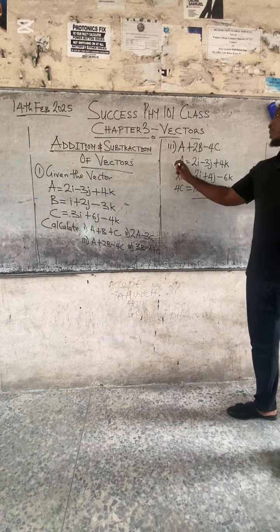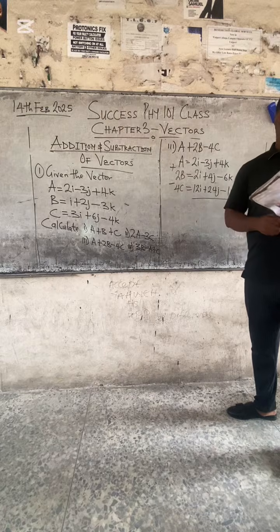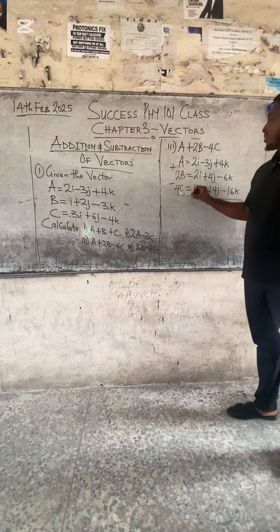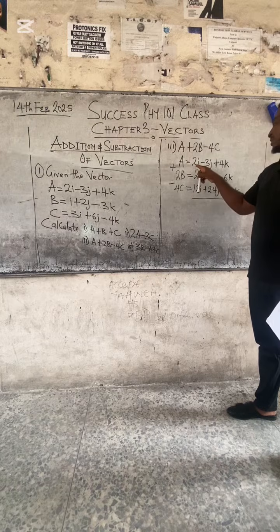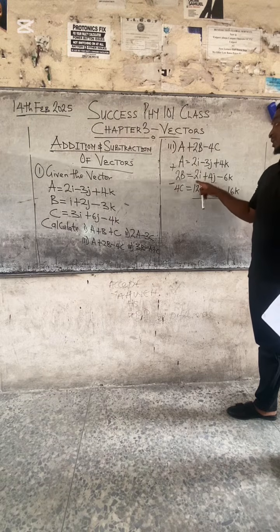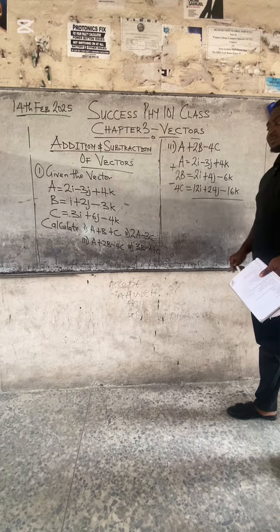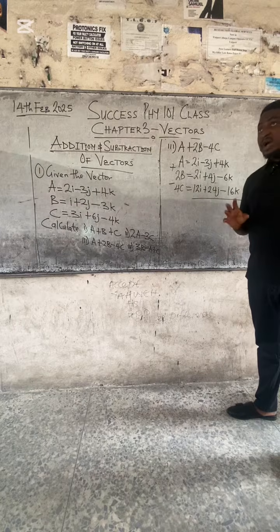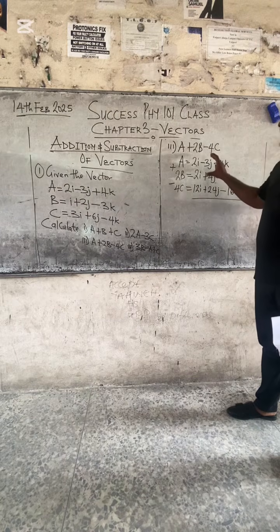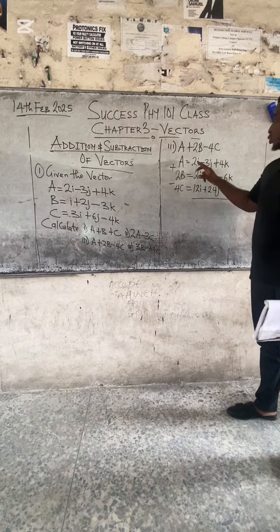So a plus 2b minus 4c. So this plus this minus this, that's what it means. Class, I would advise that you get a plus 2b first. But let's do it together now. 2 plus 2.